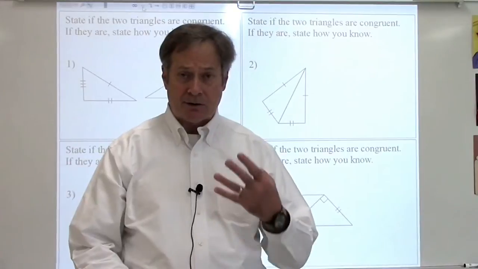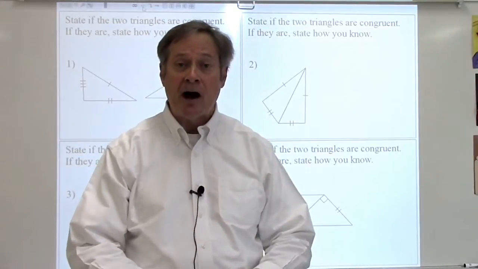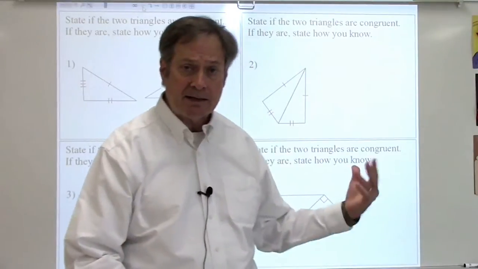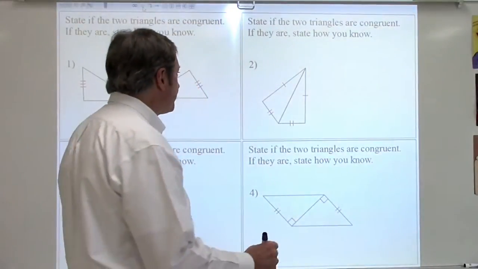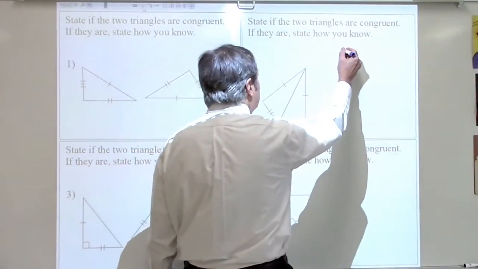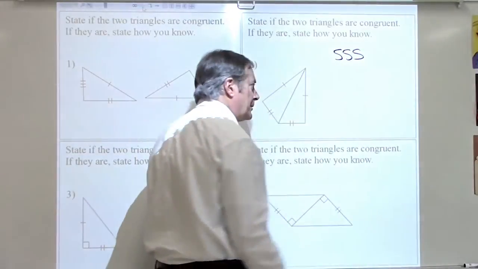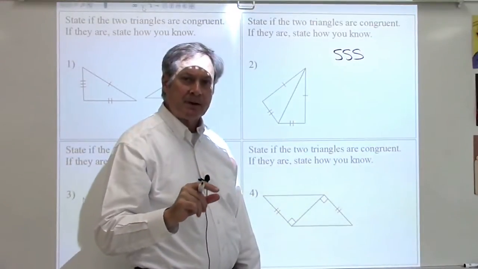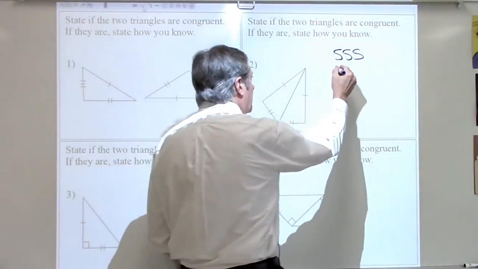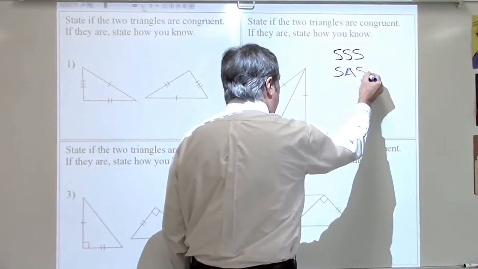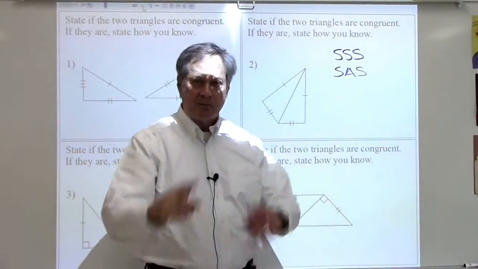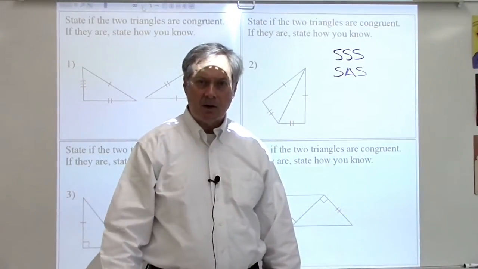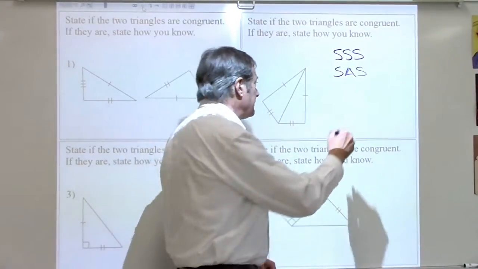There are actually 5 of them, and there are 2 that are not. And I want to quickly write down the letters that they go by and then take you through some examples. We have side, side, side. In other words, if all 3 sides are exactly the same length, they will be congruent. We have side, angle, side, and that's if you have 2 sides and the angle in between them are all the same. Those are congruent.